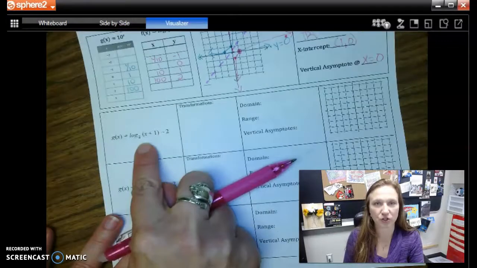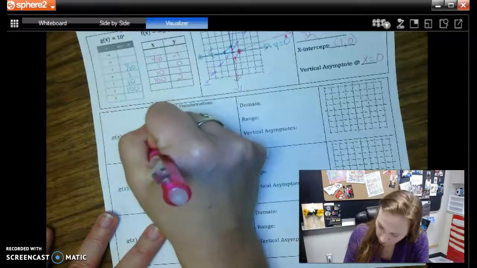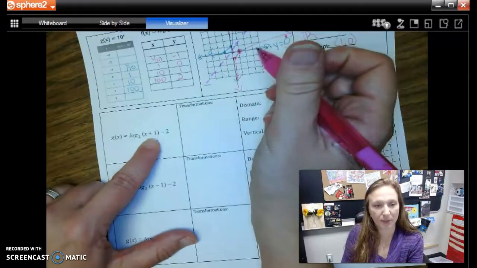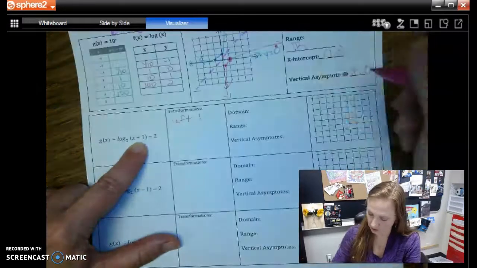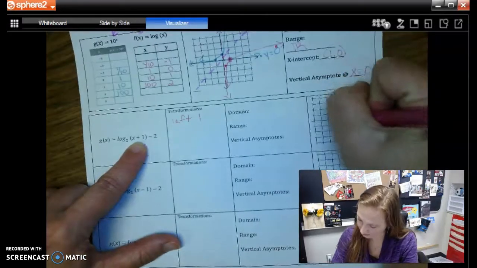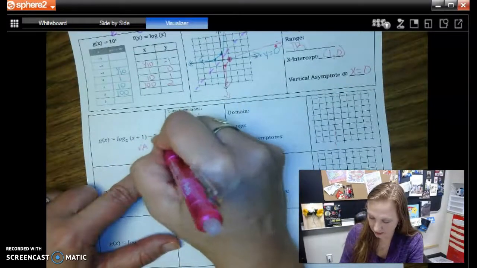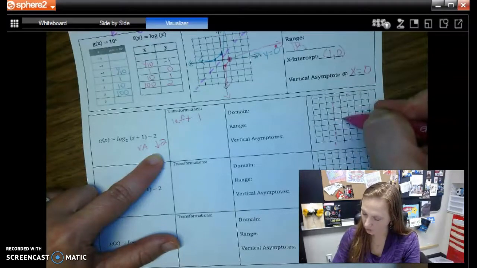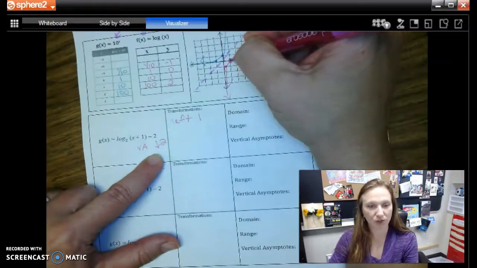So let's look at our first log graph here. This is going to be our vertical asymptote. So we know that the H is always the opposite. So this is going to be shifted to the left 1. So I'm going to draw my vertical asymptote shifted left 1. And this is going to tell me that the key point is shifted down 2. The key point is always 1 to the right of the asymptote. You can see here that this key point is 1 to the right.